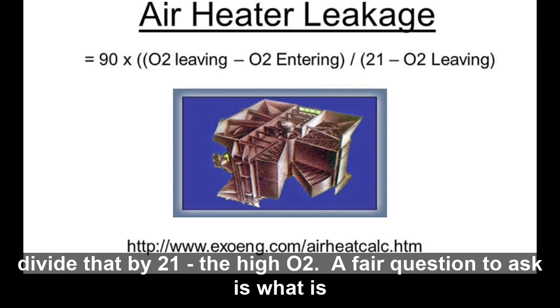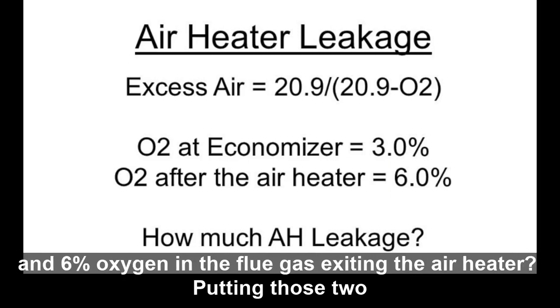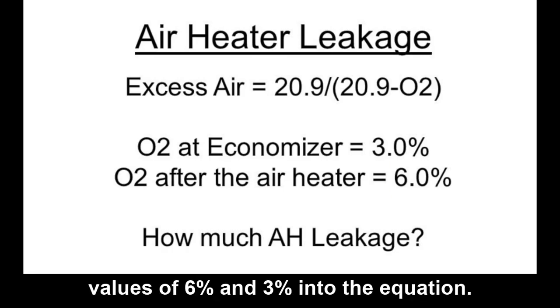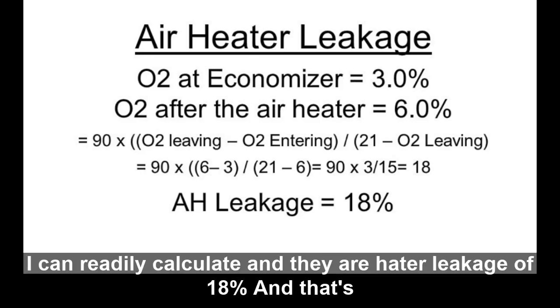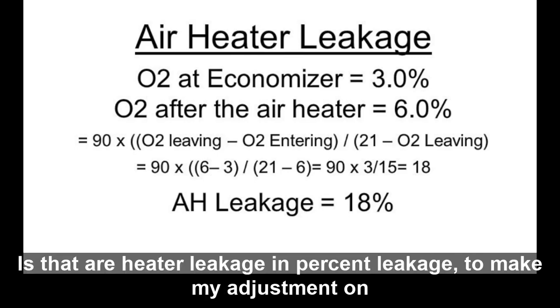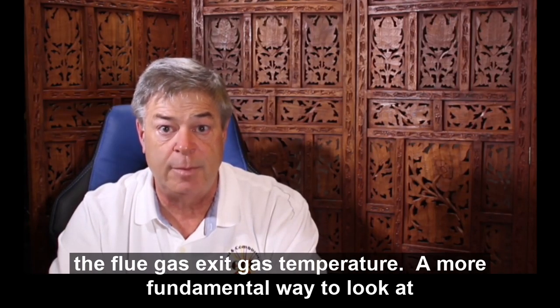So a fair question to ask is, what is the air heater leakage when I have 3% oxygen going into the air heater and 6% oxygen in the flue gas exiting the air heater? Putting those two values of 6% and 3% into the equation, I can readily calculate an air heater leakage of 18%. And that's what I'll need, that air heater leakage in percent, to make my adjustment on the flue gas exit gas temperature.